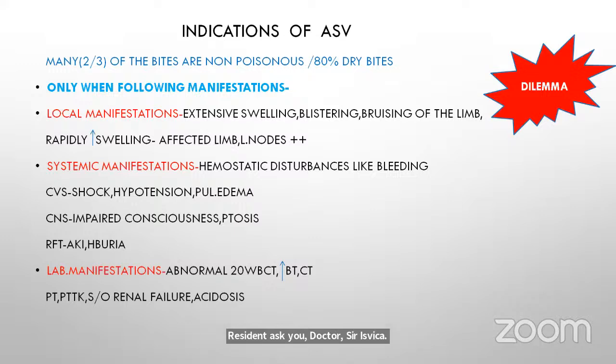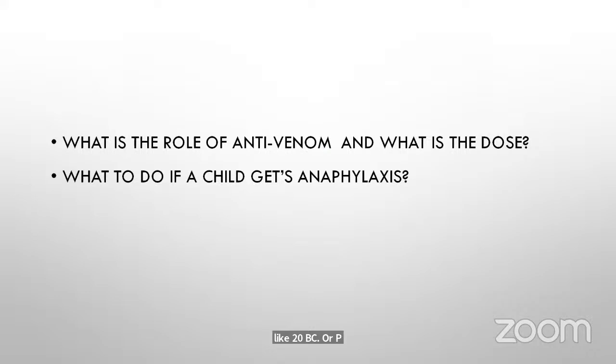The important point is the first local manifestations: extensive swelling, blistering, as I showed you, then bruising of the limbs, rapidly increasing swelling, and sometimes you can palpate the nodes very fast. In that situation, if local manifestations are there, along with systemic manifestations like hemostatic disturbances, bleeding, shock, hypotension, pulmonary edema, then impaired consciousness, ptosis, or abnormal renal function tests like acute kidney injury or hemoglobinuria, or abnormal lab findings like 20 WBCT or prolonged PTTK or renal failure.